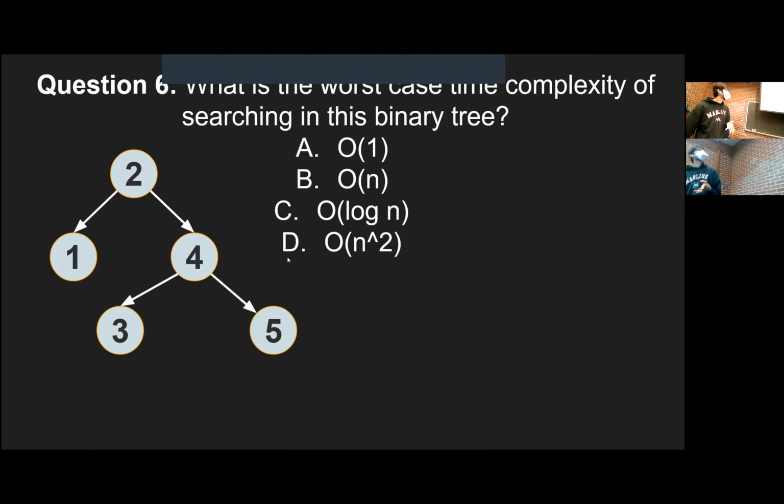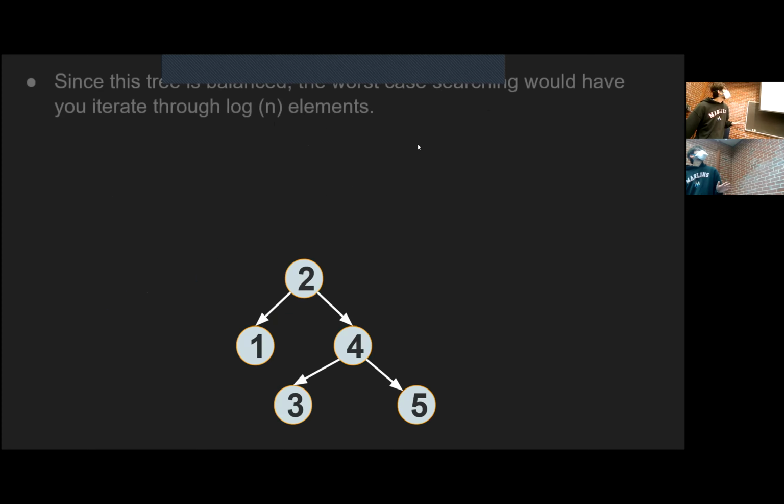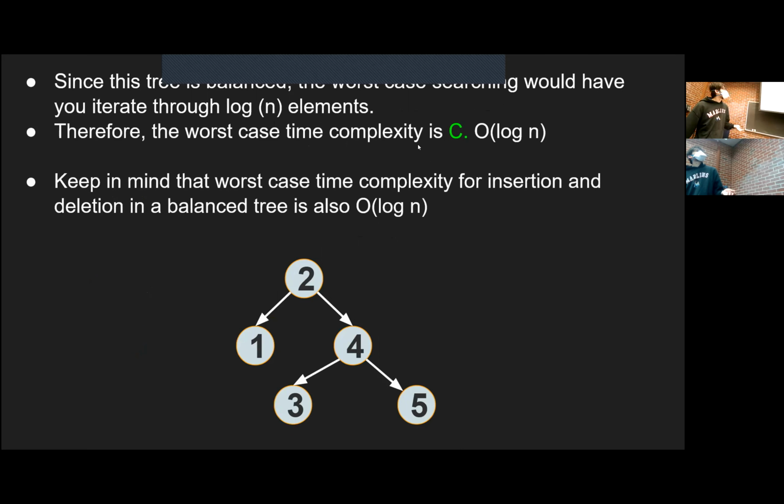And the reason why it's log n is because we notice that this tree is a balanced tree, right? The height of the left minus height of right on 2 is -1, right? So -1 here, 0 here, 0 here, 0 here, and 0 here. So this tree is balanced. And so for balanced trees, worst case search, insert, delete are all log n, and the average is log n.